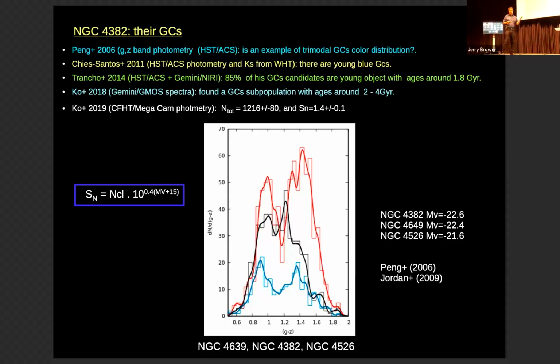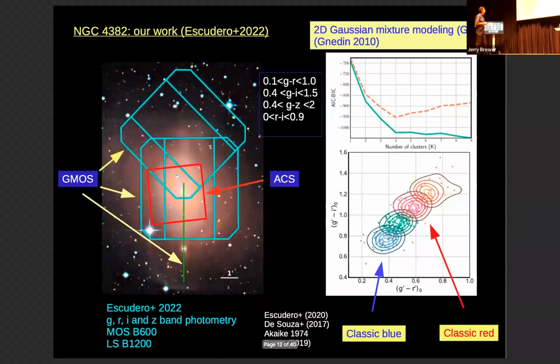In order to check if this is a correct interpretation, we ran the two-dimensional Gaussian mixture modeling of Muratov, and we obtained that this globular cluster system is composed of four subpopulations: the classic blue globular clusters, the classic red globular clusters, an intermediate color group of globular clusters, and another group, the red objects that we usually find in S0 galaxies. The name of that group is faint fuzzy clusters.